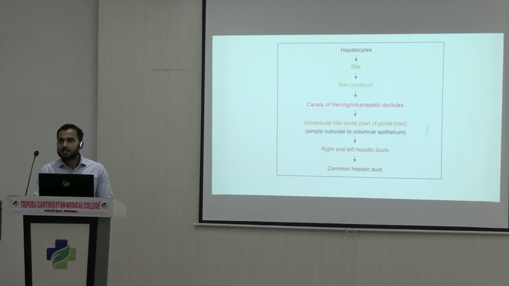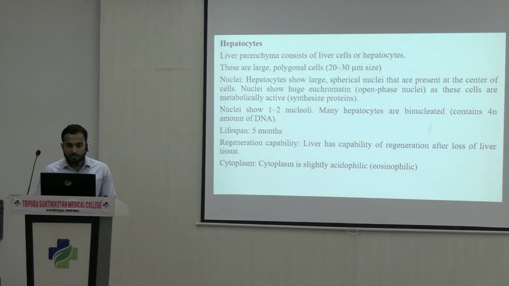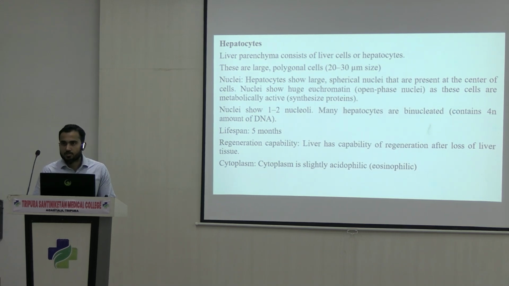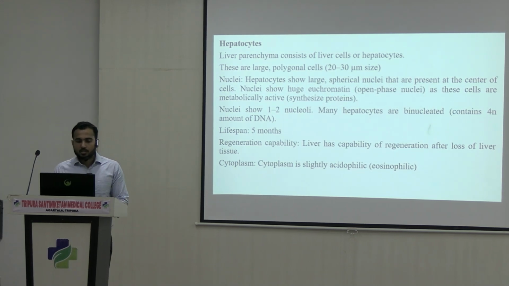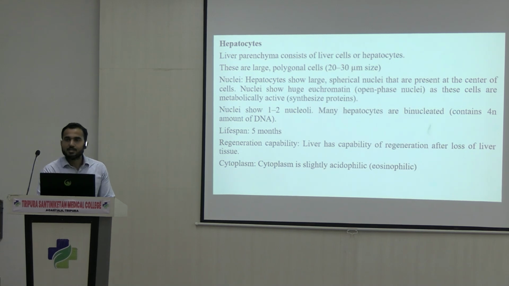Now in the various diagrams I have shown you hepatocytes, various times. Now exactly what is the shape of the hepatocyte? What is present inside the hepatocyte? If you see the liver parenchyma, as I said, it is mainly made up of liver cells, and these are called hepatocytes. Now what is the shape? These are large polygonal in shape.